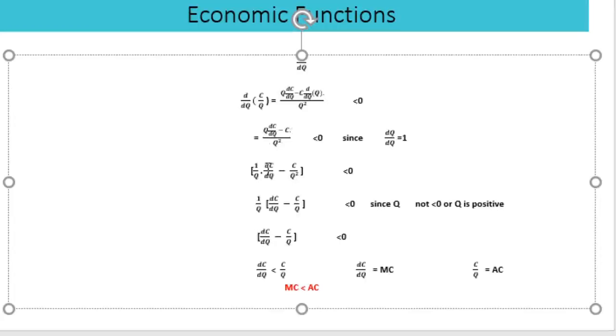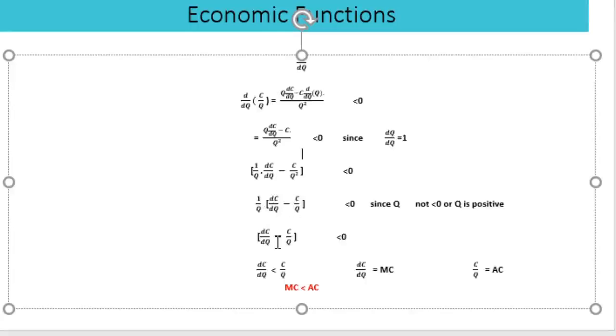One Q will be cancelled out here, that is 1 by Q into dC by dQ minus C by Q square. Here we can factor out this Q from both, then this will be equal to dC by dQ minus C by Q. One Q is taken out. Now this 1 by Q is the common factor. Then dC by dQ minus C by Q. 1 by Q into dC by dQ minus C by Q less than 0. This equation says that this into this should be less than 0. But we know that quantity can never be negative or less than 0. Therefore, it is assumed that this term is less than 0.